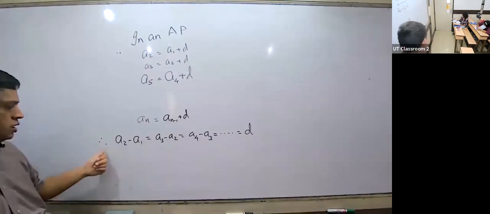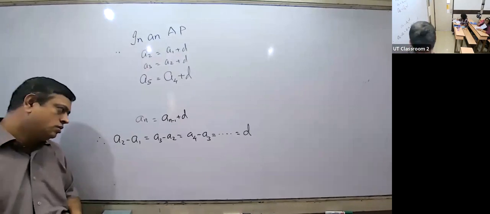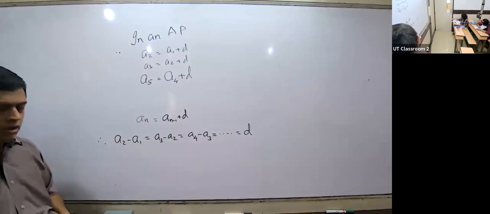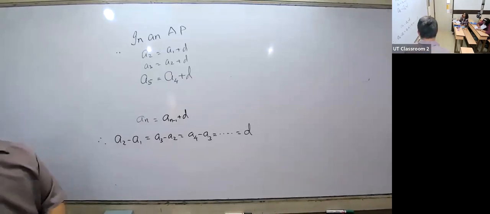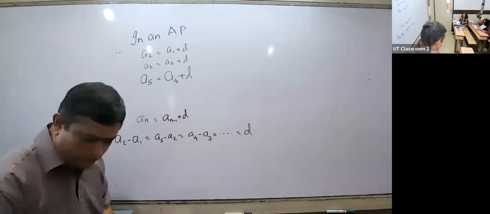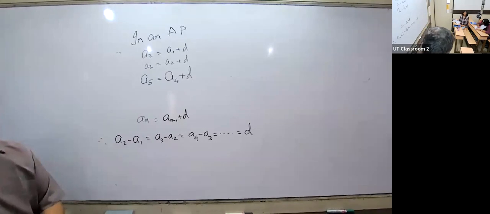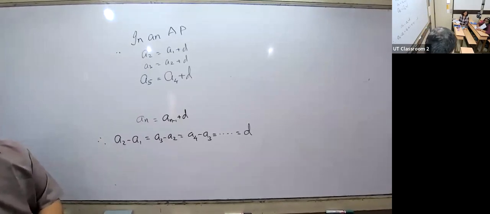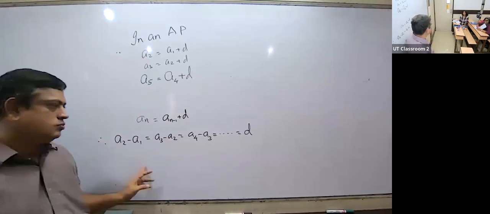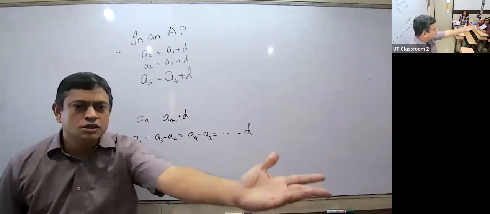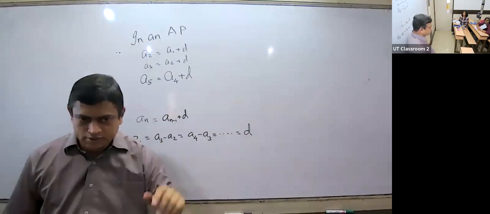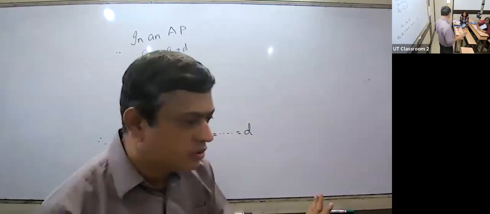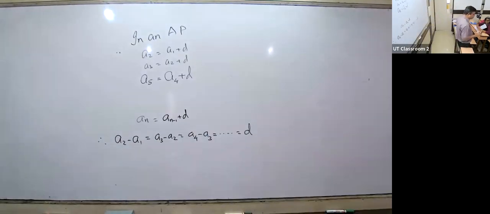Therefore, A2 minus A1, A3 minus A2, A4 minus A3, equal to etc., equal to D. What is D? Common difference. The fixed number is called the common difference. Have all of you followed this way? Yes, sir. Are you following?